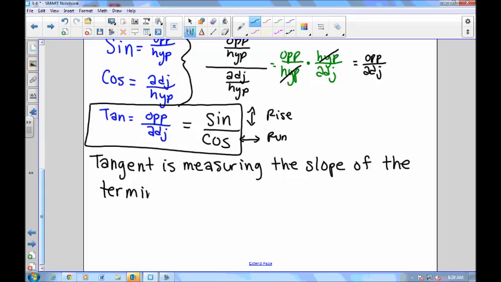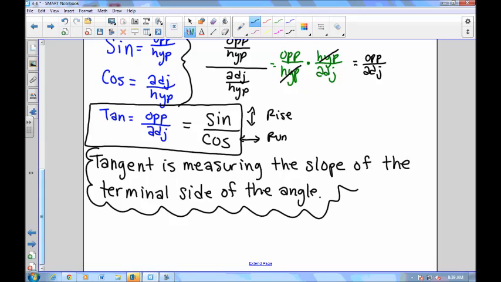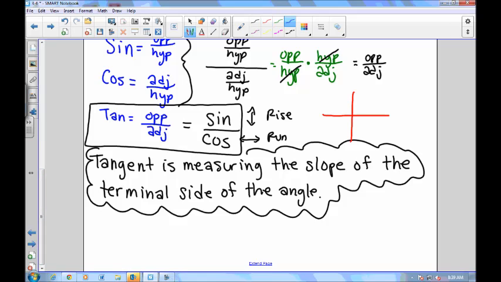The terminal side of the angle. Reminder what a terminal side is. We have an angle like this. In standard position, our initial side is always on the x-axis right there. And then if we rotate, the terminal side is where it ends. So this green one is the terminal side. So it would be measuring the slope of the ending ray of the angle.